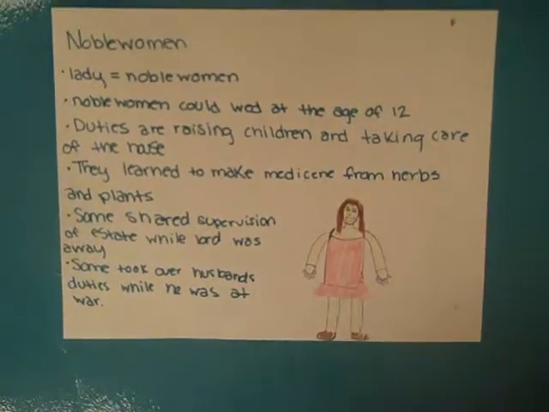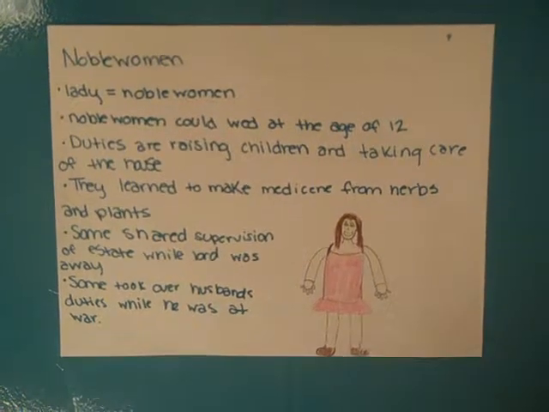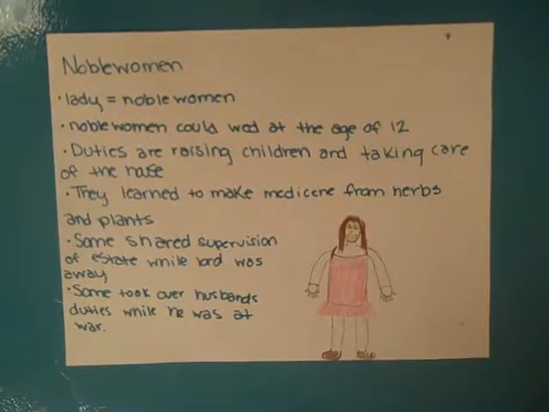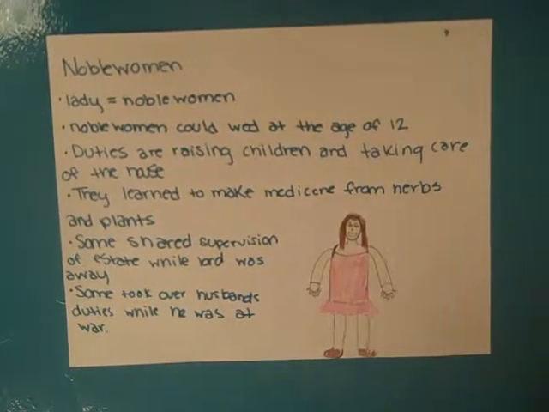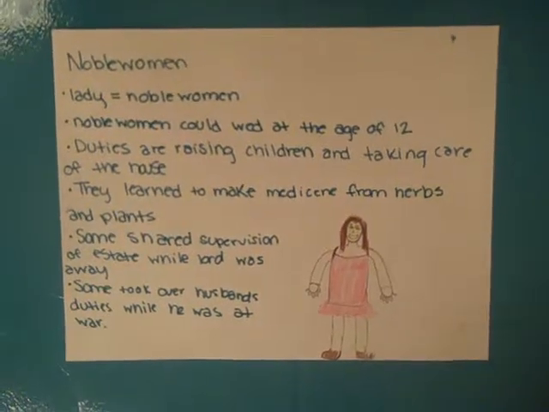Noblewoman. Lady is a noblewoman. Noblewomen could wed at the age of 12. Duties were raising children and taking care of the house. They learned to make medicine from herbs and plants. Some shared supervision of the estate while the lord was away. Some took over their husband's duties while he was at war. This picture is of a rich noblewoman.